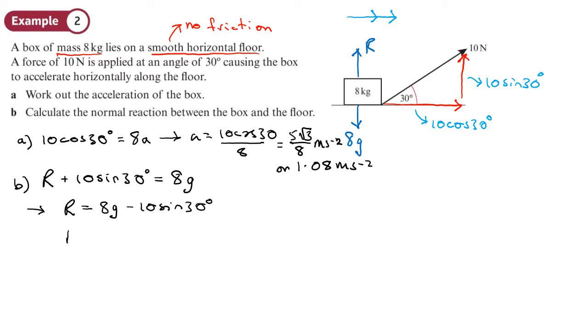And let's see what we get for R. 8 times 9.8 minus 10 sine 30. And we get 73.4. So 73.4 newtons is the normal reaction. So I'll just highlight the answers. That's part A, and this is part B.